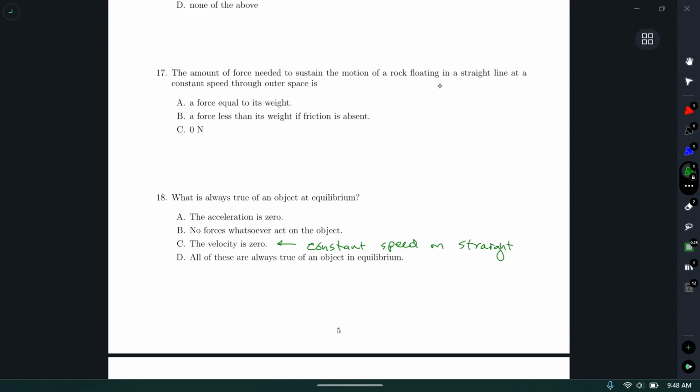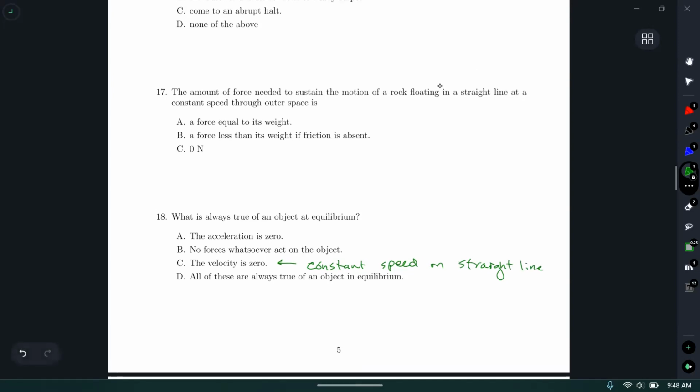And that means D is wrong as well, because clearly it's not all of them that are true. And that means I also need to throw out either one of A or B. So B, no forces whatsoever act on the object. Is that the only way you can have equilibrium? No, because you can have equal forces, right? Yeah, as long as they're balancing each other, equilibrium, that is what matters.